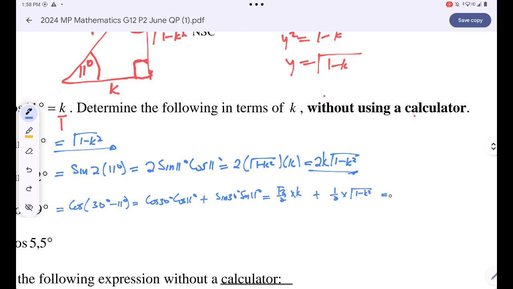And then this entire thing will simply give me, if I add these fractions, the square root of 3 multiplied by k plus the square root of 1 minus k squared.